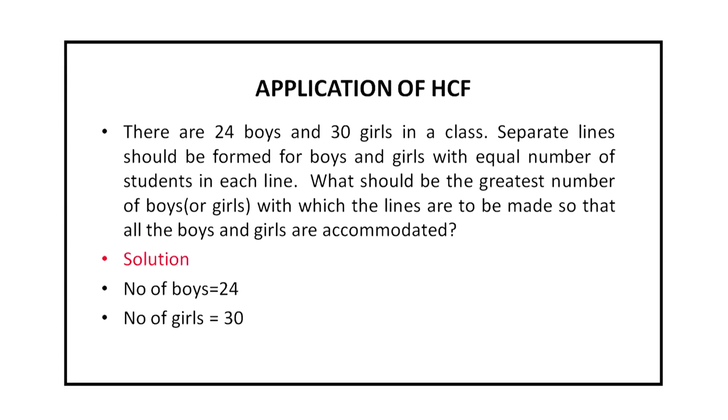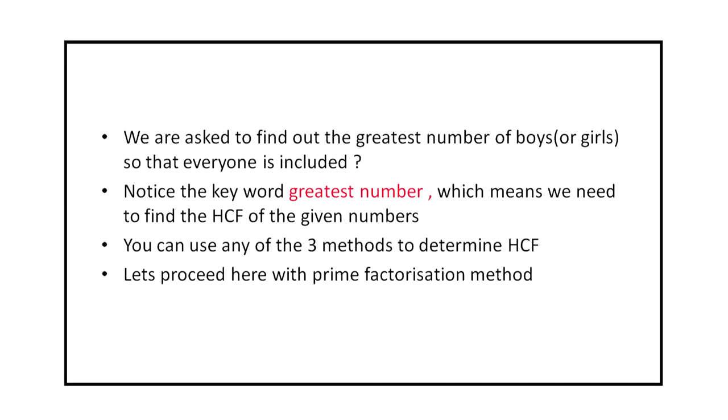Application of HCF. Now, how do we apply the HCF in real life situations? Let us look at one example. There are 24 boys and 30 girls in a class, and separate lines should be formed for boys and girls with an equal number of students in each line. What should be the greatest number of boys or girls with which the lines are to be made so that all the boys and the girls are accommodated? So, the solution here is to determine the number of boys and girls. Number of boys equals 24 and number of girls equals 30. We are asked to find out the greatest number of boys or girls, which means we need to determine the HCF.